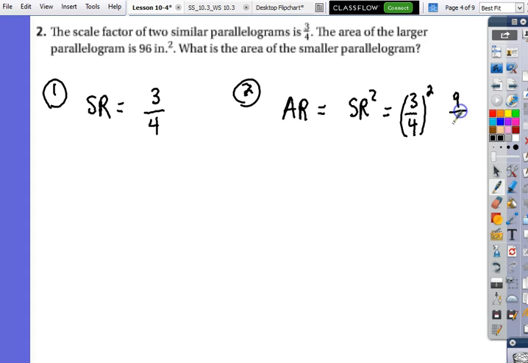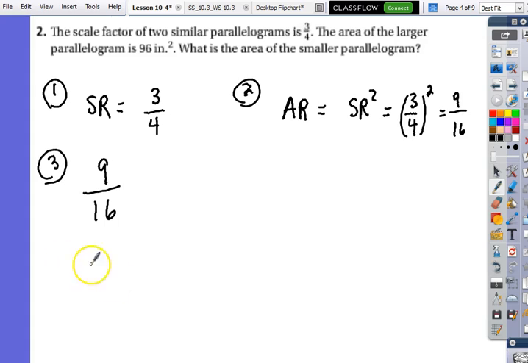I love the way you did that. That's exactly how you're supposed to do it. So the area ratio is now 9 to 16. I now know what my AR is. And that is half of setting up a proportion. So you just rewrite that down to set up your proportion.